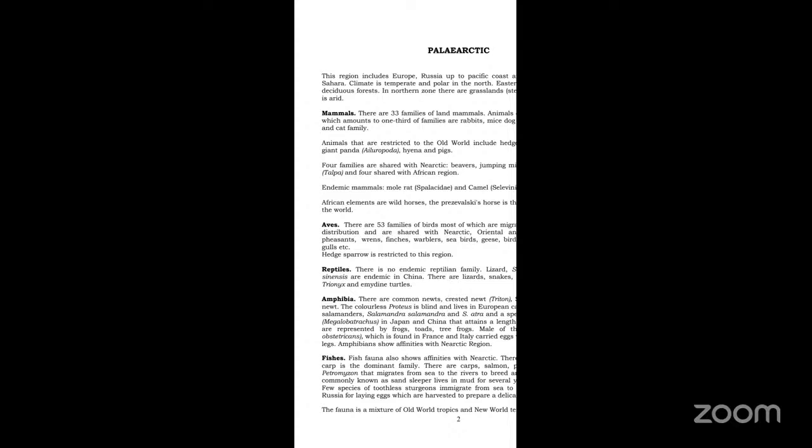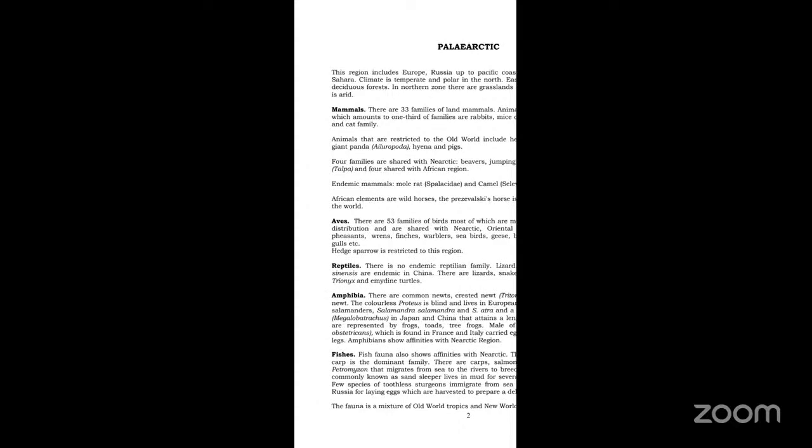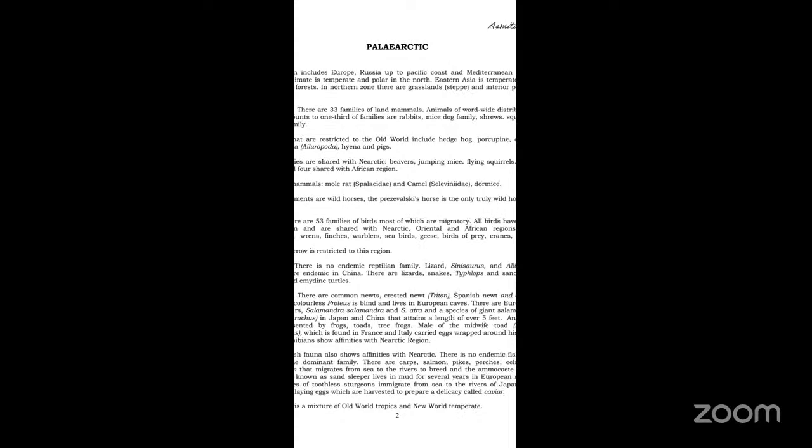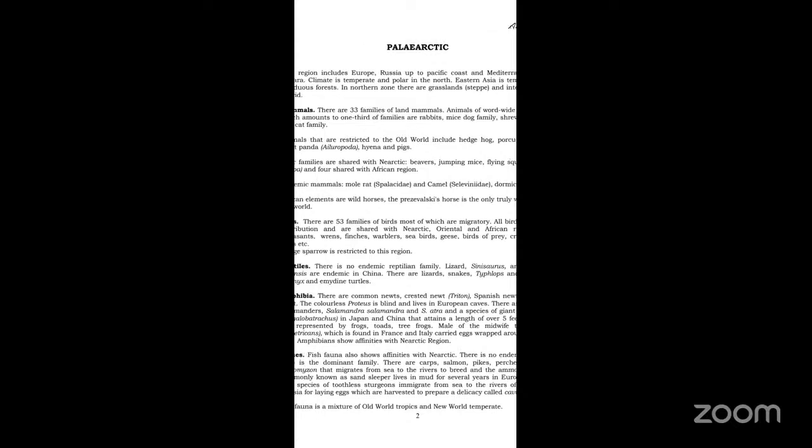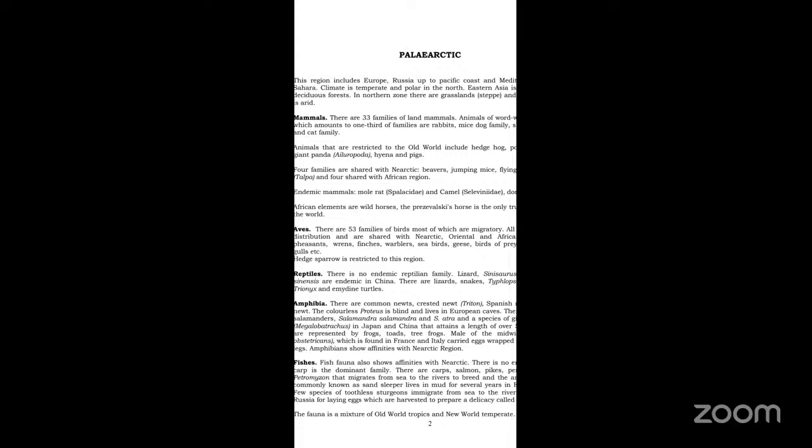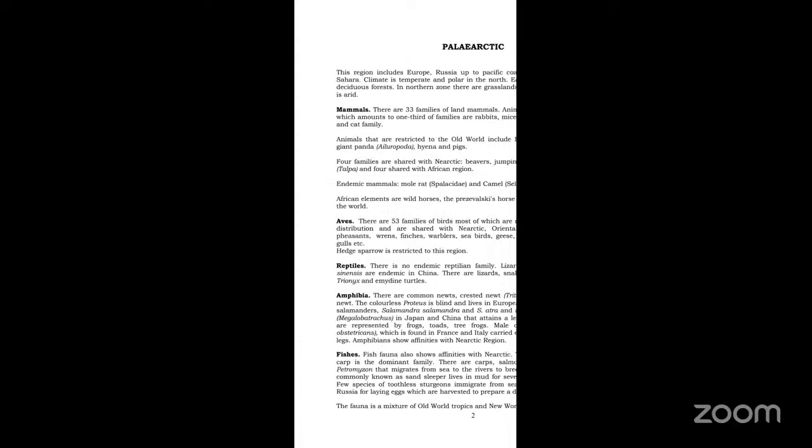Okay. Then coming to the fishes. A number of fishes are there, but the most common fishes that are dominant in this particular region are the carps. Along with the carps, you find salmon, pikes, perches, eels, as well as the petromyzon. So these are some of the fauna that is actually seen in the Palearctic region, with reference to mammals, aves, reptiles, amphibians, as well as the fishes.